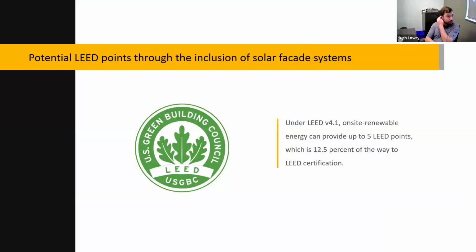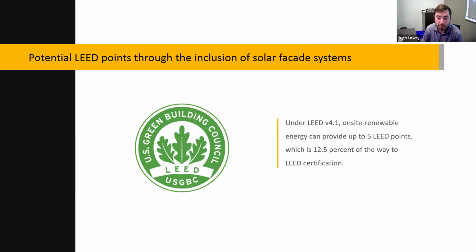So, potential LEED points through solar facade systems. Under LEED 4.1, on-site renewable energy can provide up to 5 LEED points, which is 12.5% of the way to basic LEED certification. In order to get those full 5 LEED points, you have to have 40% of the building's electrical usage coming from the photovoltaic system. So a fair amount of design work has to go into making sure that you're covering that 40% of the building's electrical usage. But it's fairly easy to even get just 1 point.